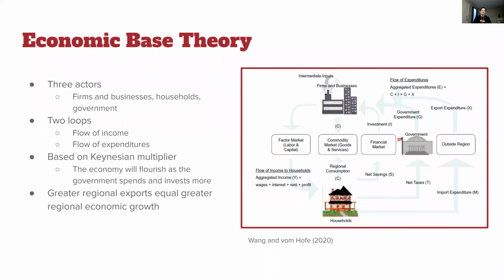So first, a little background information on economic base theory. In the local economy, there are three actors: firms and businesses, households, and the government, and two main loops: the flow of income and the flow of expenditures. This is based upon a theory called the Keynesian multiplier, which basically means that the local economy will flourish with more government spending and investment. So essentially, the greater the regional exports, the greater the economic growth. And this theory is illustrated by this diagram on the right.